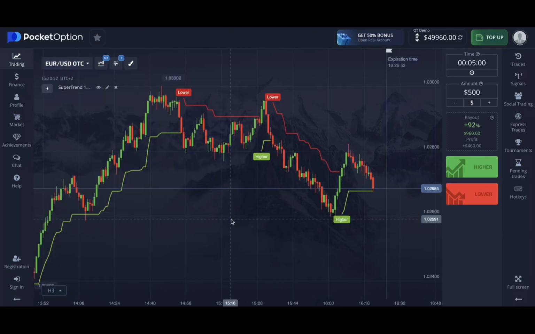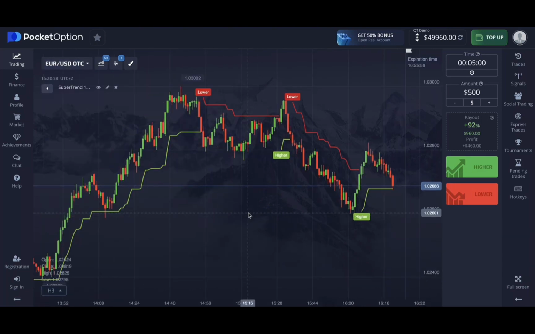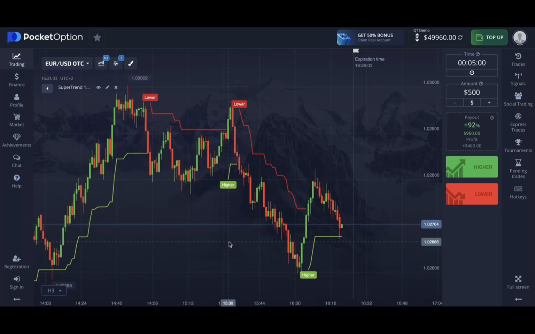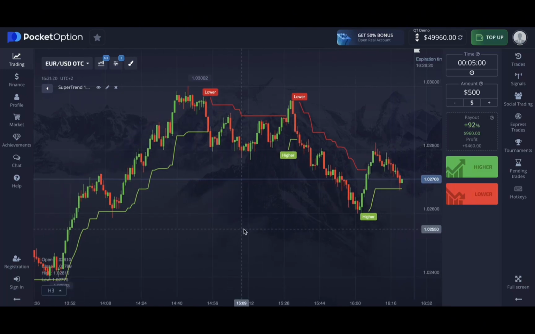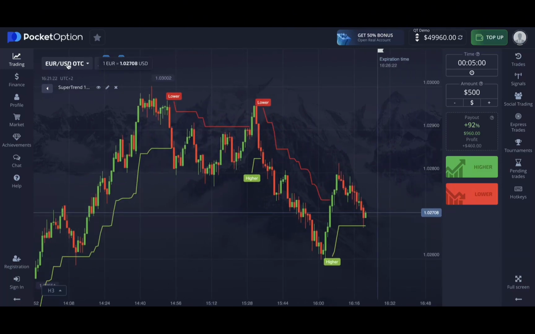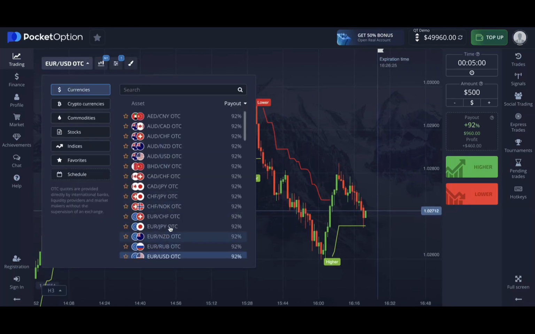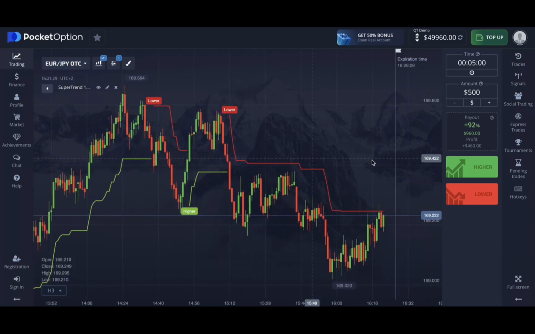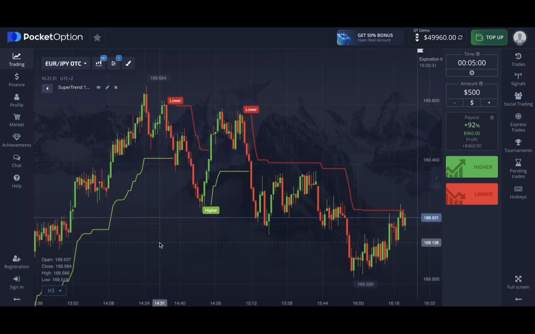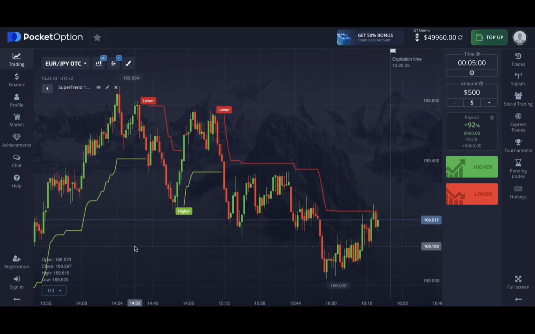All right, guys, back to the euro dollar chart. We're going to wait and see if the trend makes a bearish shift. So it's already testing the super trend, but it's staying above it. So we should wait. Meanwhile, we can also look at other pairs like euro yen. Alright, euro yen is also on the verge of a breakout and of course a bullish shift.